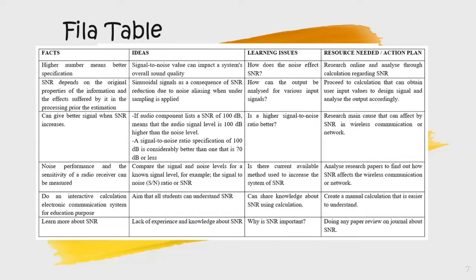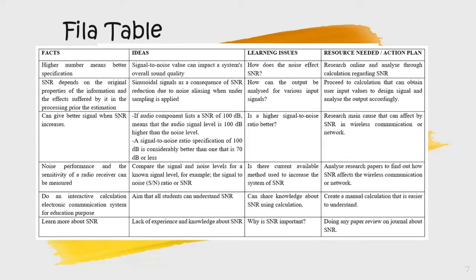The idea for the fact is that if an audio component lists an SNR of 100 dB, it means that the audio signal level is 100 dB higher than the noise level. A signal SNR specification of 100 dB is considerably better than one that is 7 dB or less. The learning issue for the idea is: is a higher signal to noise ratio better?